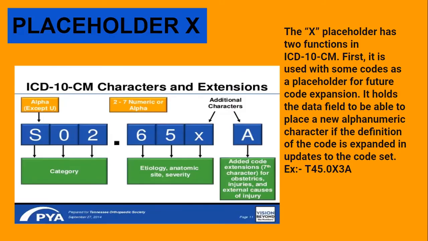Okay, so the X placeholder has two functions in the ICD-10. First, it is used with some codes as a placeholder for future code expansion. It holds the data field to be able to place a numeric character if the definition of the code is expanded and updates to the code set. So it's going to give you extra information, and it's also going to allow for future expansion of our ICD-10. Boy, we don't need it to get much bigger. We're going to have a tow truck to tote it around, aren't we? Yeah. I'm going to move to the next slide.